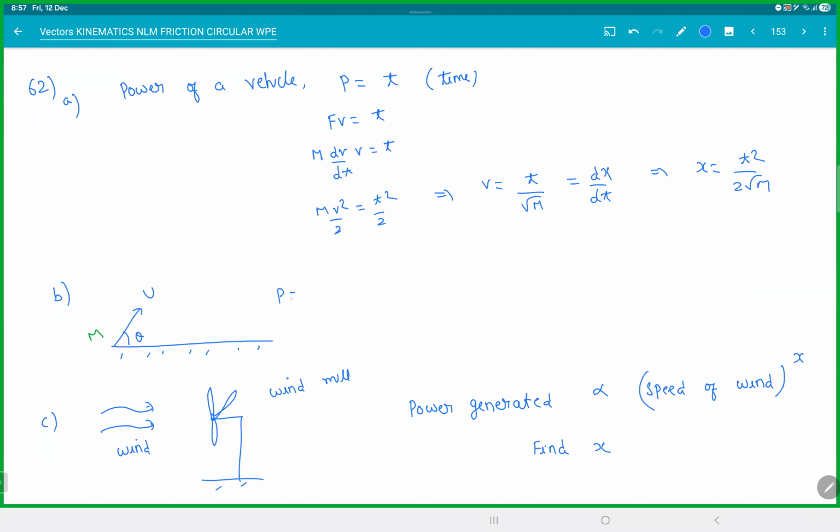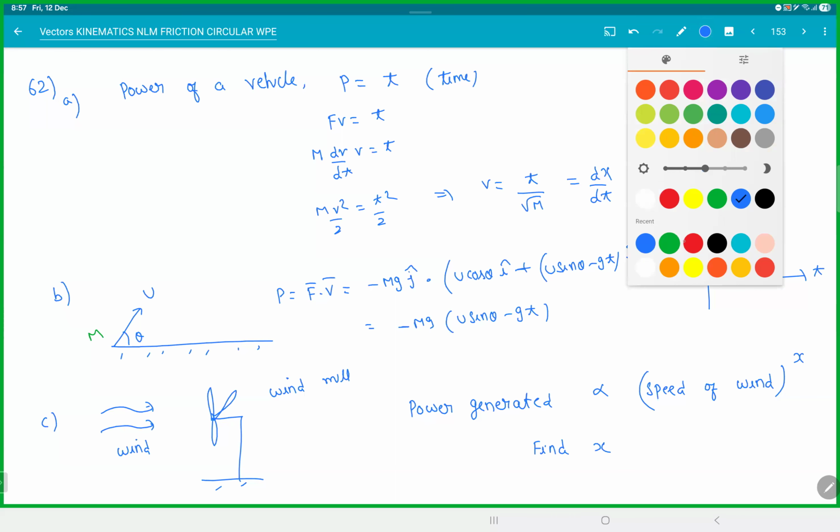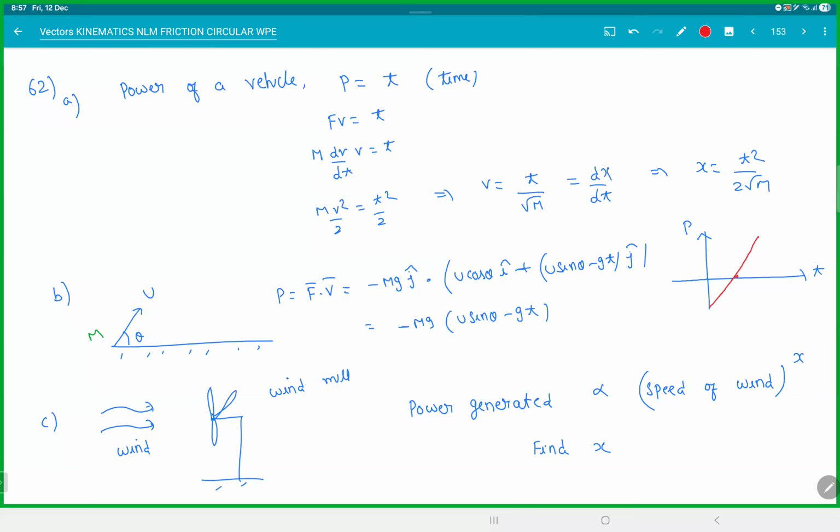What is the power? Power is F bar dot V bar. What is the force? Minus mg j cap. What is velocity? u cos theta i cap plus u sin theta minus gt j cap. Only the j component will come. So this is minus mg into u sin theta minus gt. It's a straight line. So if you actually try to plot a graph, power versus time, initially power is negative. At the highest point, power becomes 0. It's a straight line with a negative y-intercept.